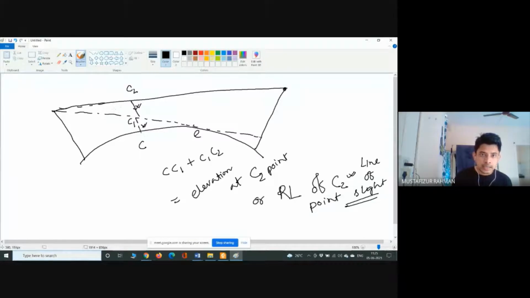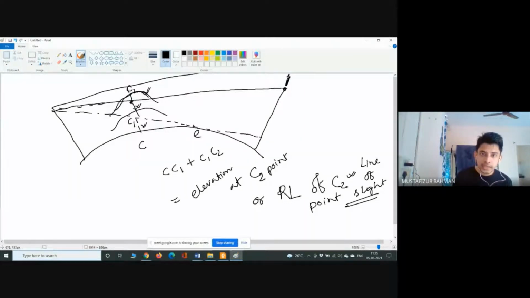Now, if we see that the RL of the ground level is above this, then the line of sight is not crossing through this point. But if the RL of the ground is below this point, then the line of sight is crossing this point. As simple as that. Now, if the RL of the ground is above, then what we have to do is provide a signal over here, and then we have to look, right?